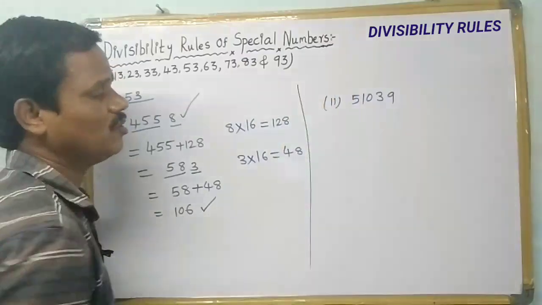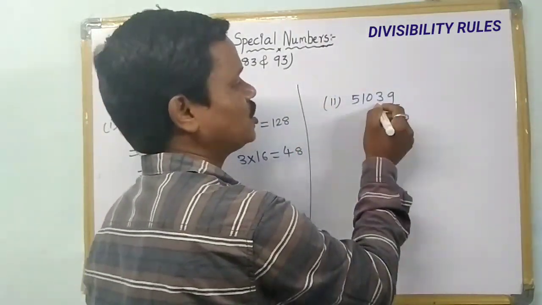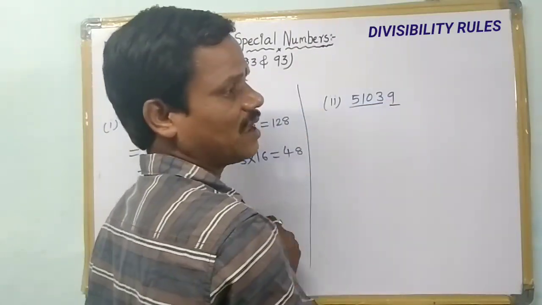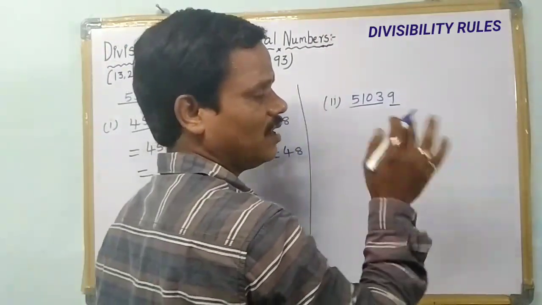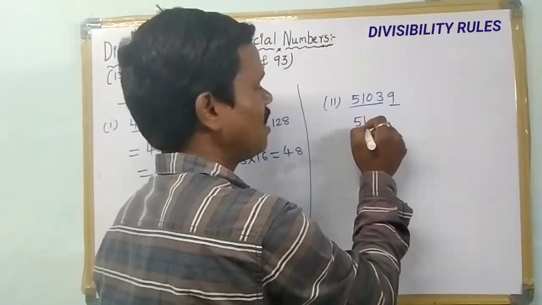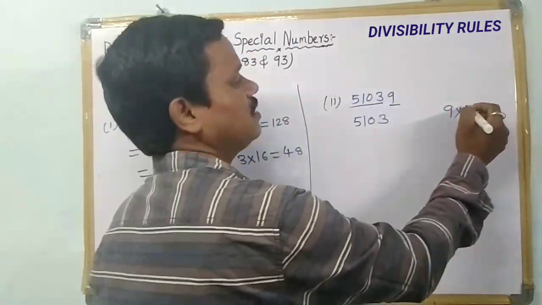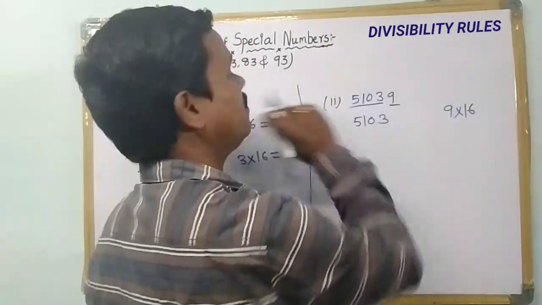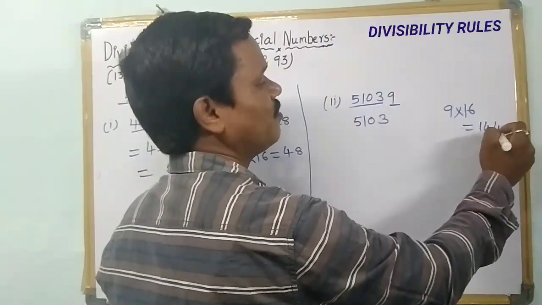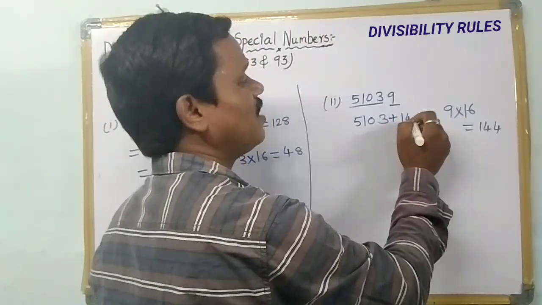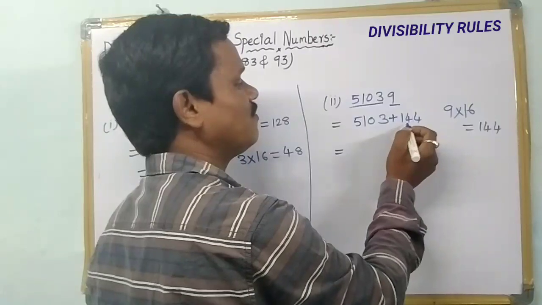Now see another example, 51039. What is the rule? Divide it into two parts. I am taking 9 as the first part. The remaining numbers are the second part. That is step 1. Now write the second part as it is, 5103. Now multiply the first part number by 16, as in the divisibility rule of 53. 16 nines are 144. Now add 144 to the second part, 5103 plus 144.